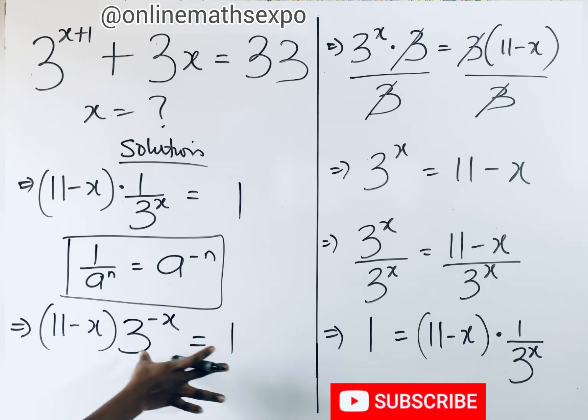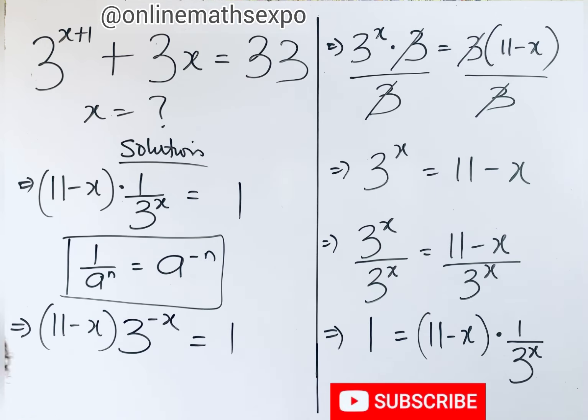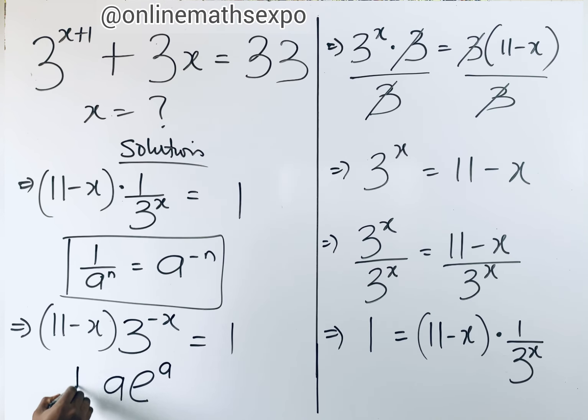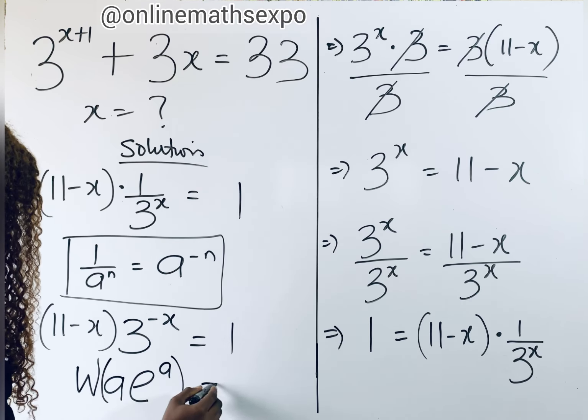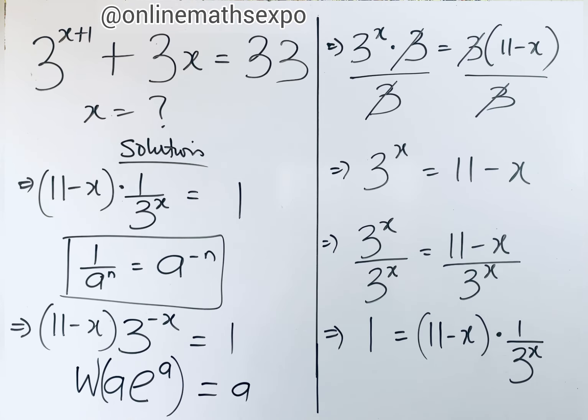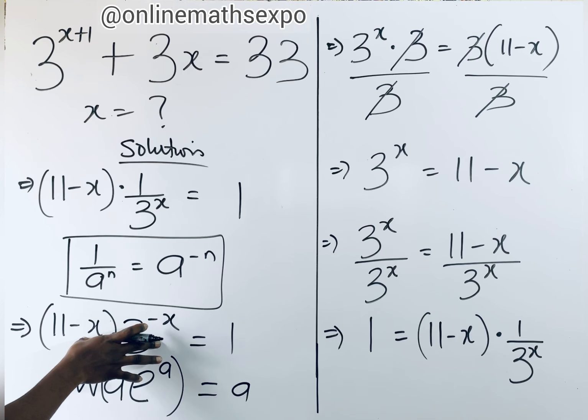Now, when you have something like this, what do you do? Just quickly remember that for every a multiplied by e to the power of a, whenever you have a function of this form, you can quickly introduce your Lambert W function, and when you do that, it will be equal to a. Now, we are going to apply this Lambert W function in solving this.